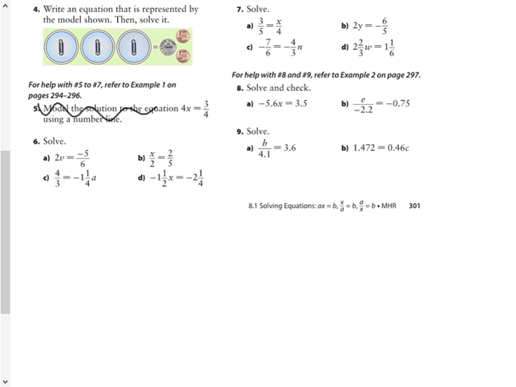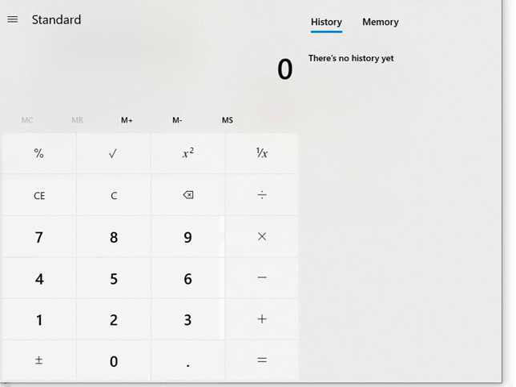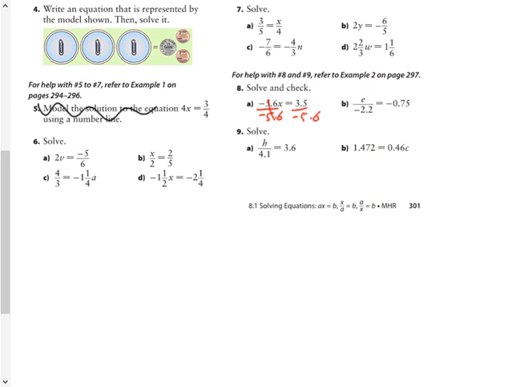In question 8, it says solve and check. So here we're going to divide both sides by negative 5.6. x is going to equal whatever 3.5 divided by 5.6 is. I'll grab my calculator. 3.5 divided by 5.6 equals 0.625. So x will equal 0.625. And remember, it's a positive divided by a negative, so I have to make this a negative 0.625.